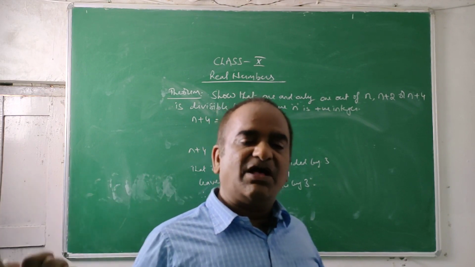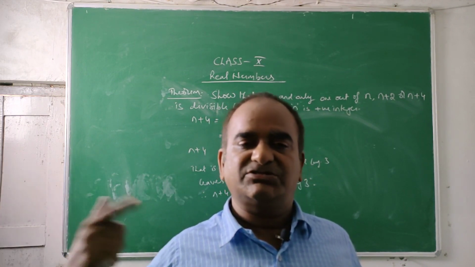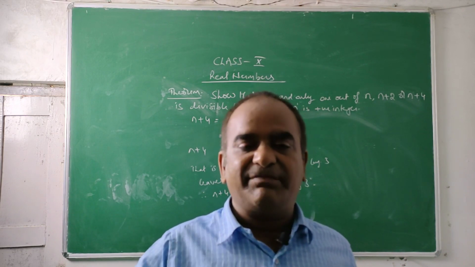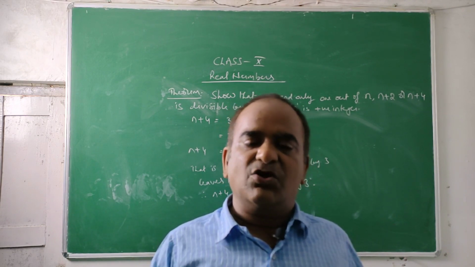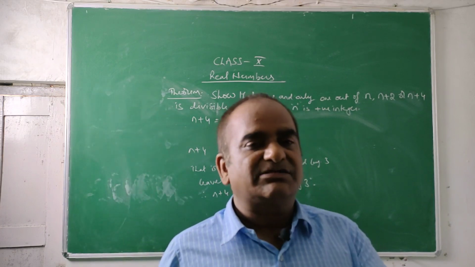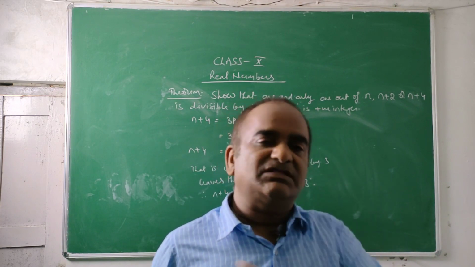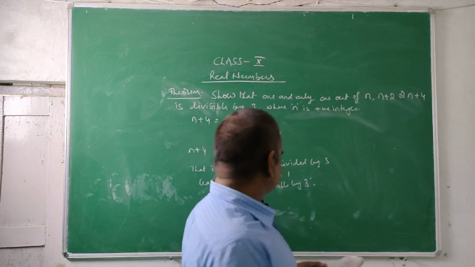Any positive integer is of the form 3p or 3p plus 1 or 3p plus 2. We have proved this theorem with 3p, so that chapter is closed. Now we will prove with 3p plus 1. Next we have to prove with 3p plus 2. If we have finished all the rounds, our problem is finished.